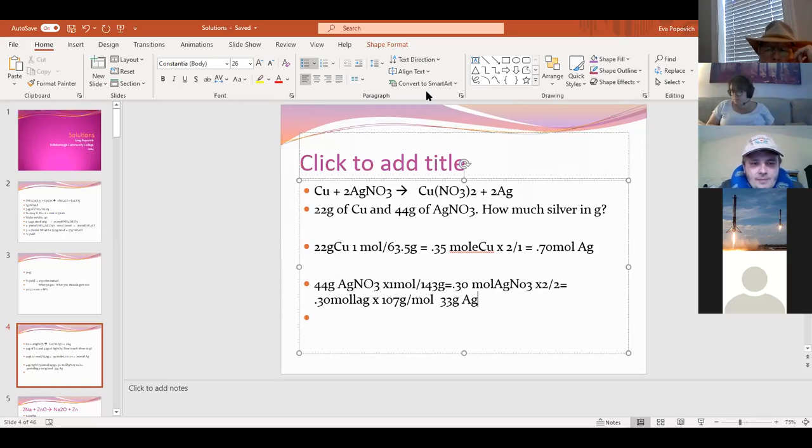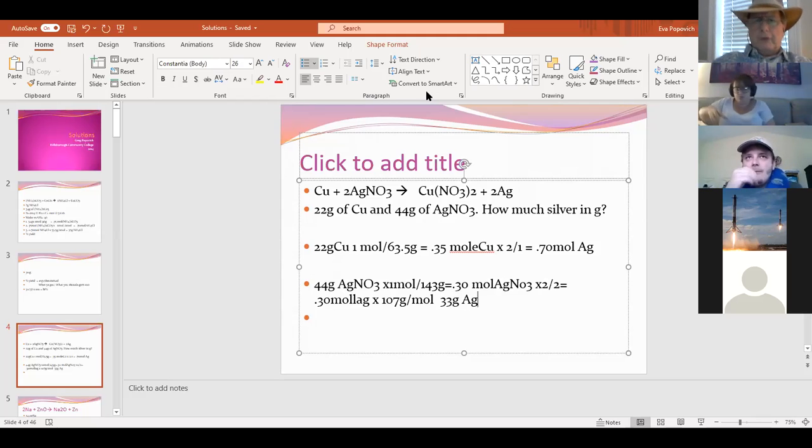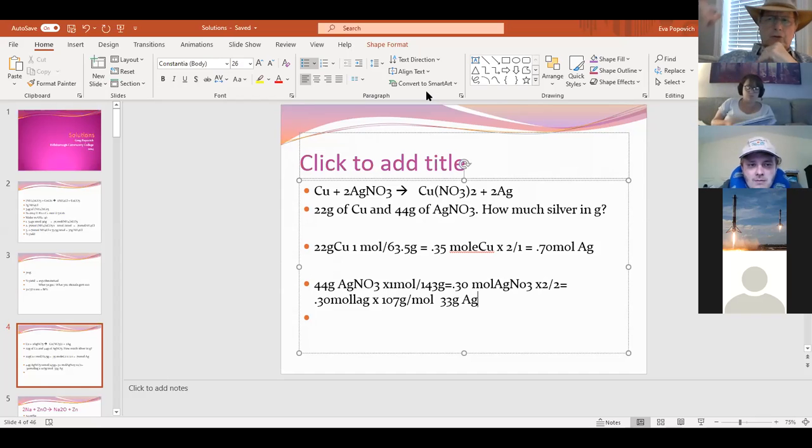Hunter, that is why I keep on repeating ad nauseum the 3 steps to do this. Turn the known into moles using 1 mole over the molecular weight. Turn the moles of your known into moles of unknown by taking the coefficient of your unknown, putting that over the coefficient of your known. Then turn your moles of unknown into grams of unknown by taking the molecular weight of the unknown, dividing it by 1 mole.